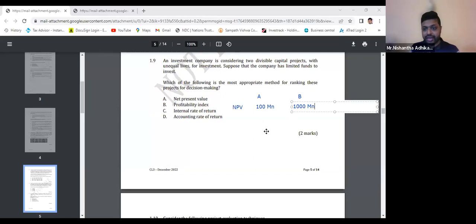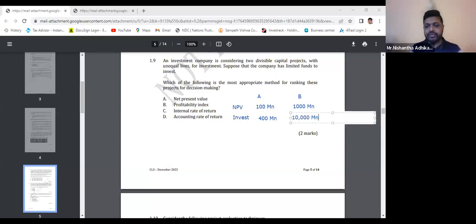Which project will you select, whether it's the highest NPV project? You can't do that. You have to see the investment, the relative investment, right? If the investment amount is different, assume here it is only 400 million. Assume here your investment is 10,000 million. Then this is not worthwhile. This one is the more profitable one, right? Then the profitability index, yes, definitely.